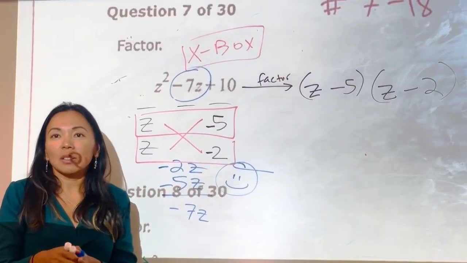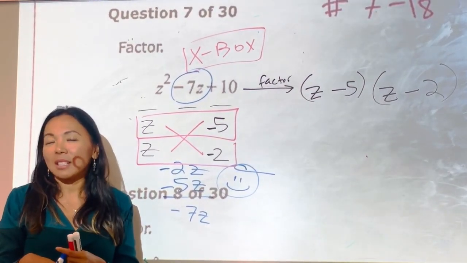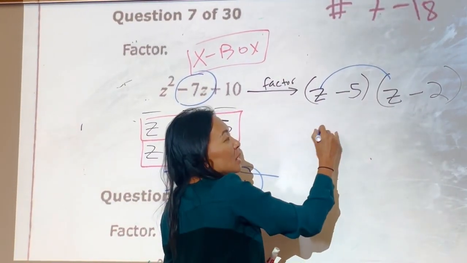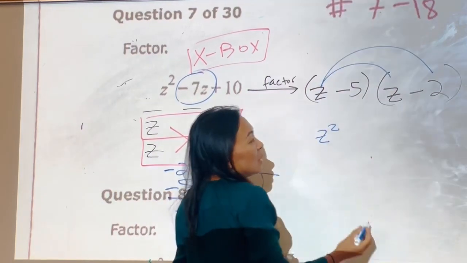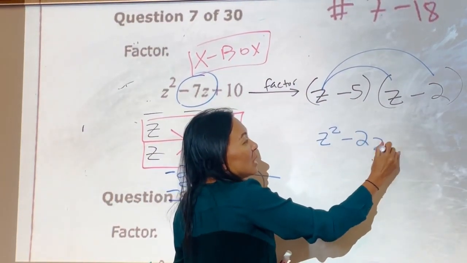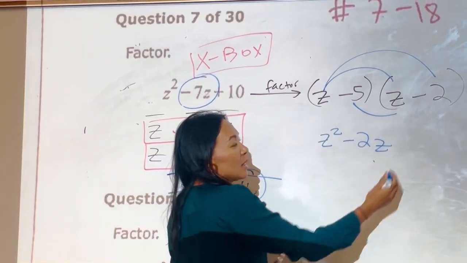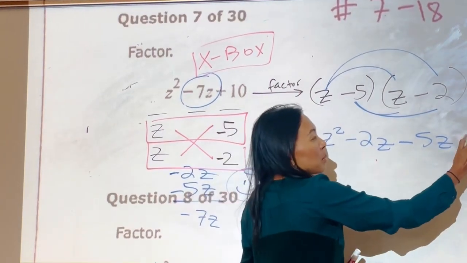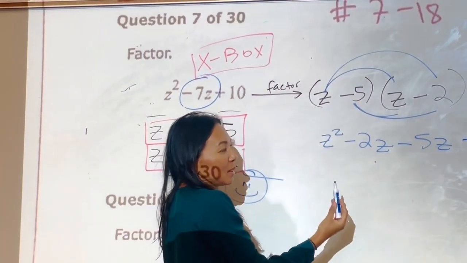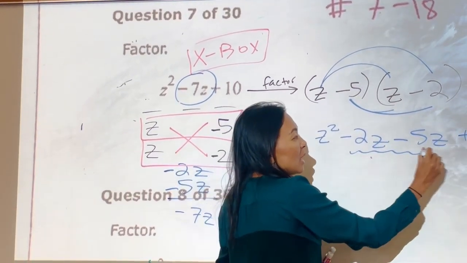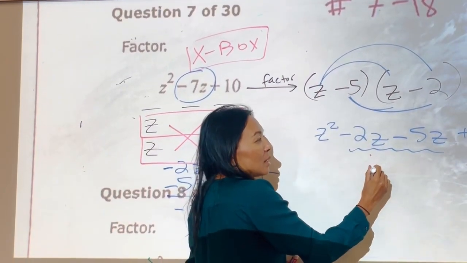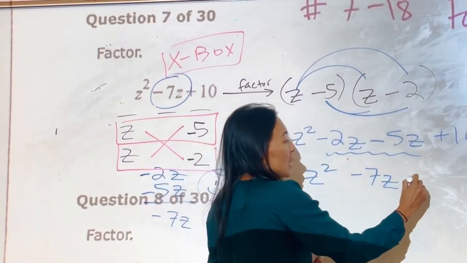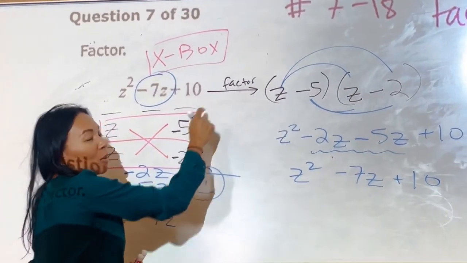And let's check our work, right? Because if you're going to take a test and you get a grade on this, you better check your work to make sure it's right. Let's foil it. What's z times z? Z squared. Z times negative 2? Negative 2z. Negative 5 times z? Negative 5z. And last but not least, negative 5 times negative 2? Positive 10. What can I combine? Okay, if you combine that, you get negative 7z. So you get z squared minus 7z plus 10. Holy smokers, that's exactly what we first started off with.